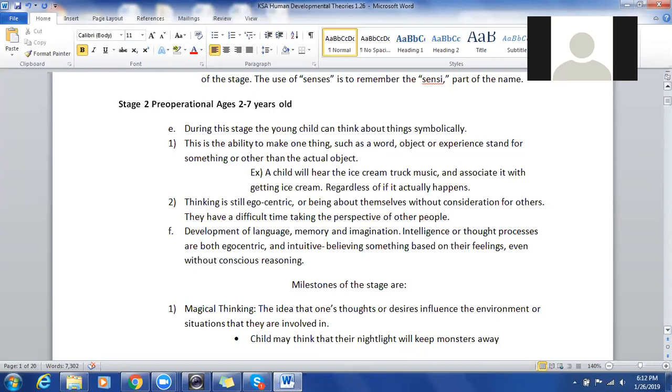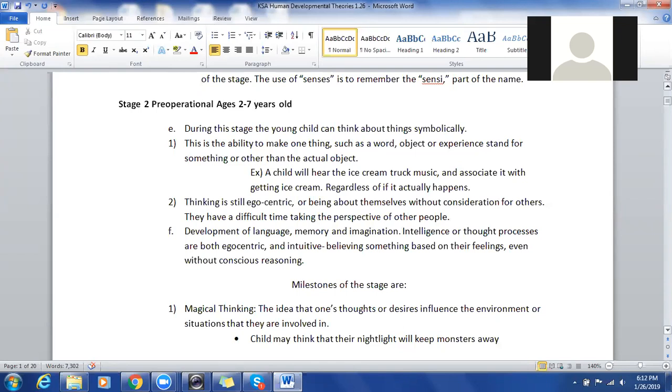And then this is where they start to develop a sense of language, memory, and imagination within the experiences that they have. They can start to describe things, start to recall things, as well as begin to picture things how they would like them to be, such as let's play house, let's play doctor, stuff like that. And then the intelligence or the thought processes are both egocentric. Again, that is them just thinking about themselves.